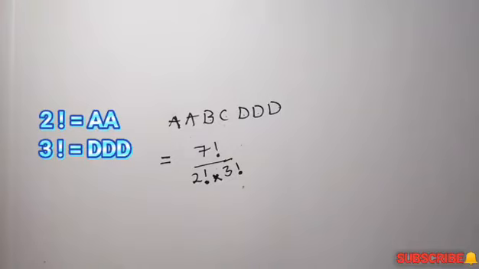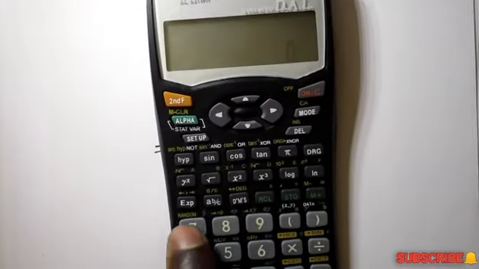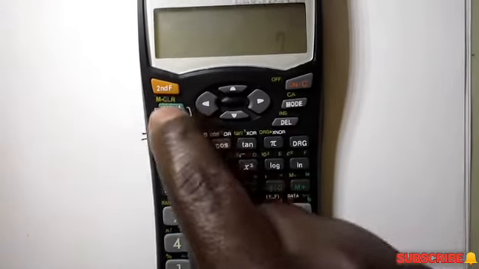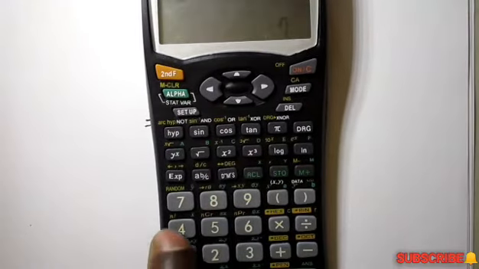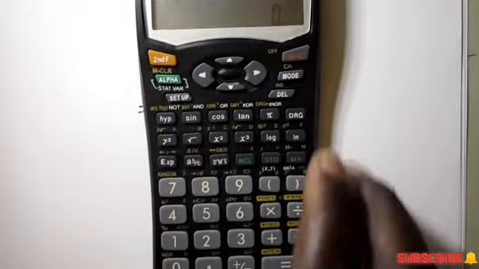I hope you are listening, class. So 7 factorial divided by 2 factorial times 3 factorial is your answer. And that is how you arrange. I hope you are following. How do you punch this in your calculator? You put your calculator on, then you punch your 7, right? Second function, factorial is on 4. You get your 7 factorial. Then you divide, you put open bracket. Remember, we need 2 factorial times 3 factorial.